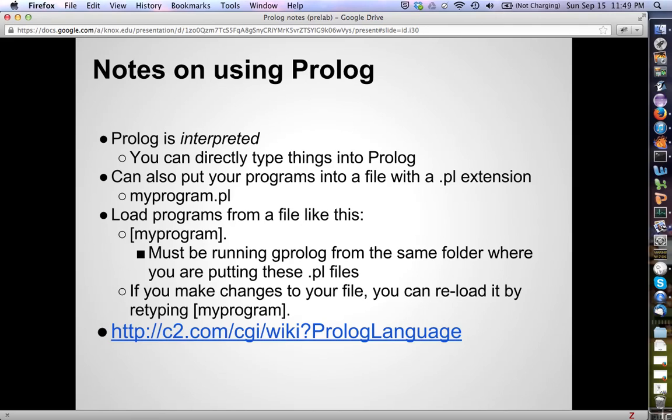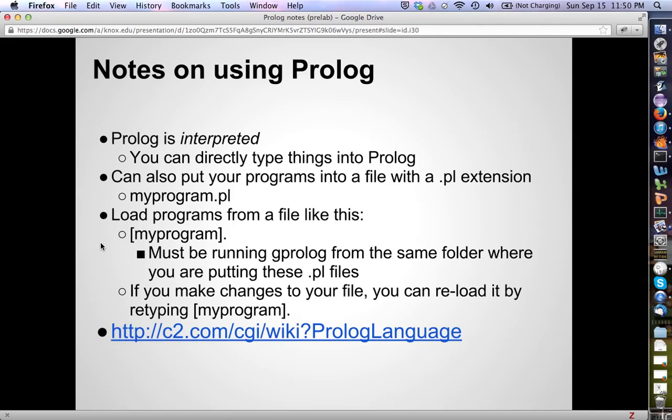You can load programs from the interpreter prompt by doing square bracket myprogram, close square bracket, and then a period. Periods are very important in Prolog. That's your end of line character rather than semicolons like in languages you might be used to. Note that for this to work, you have to actually be running gprolog from the same folder where you're putting these .pl files. Otherwise, when it tries to load it, it won't be able to find it.